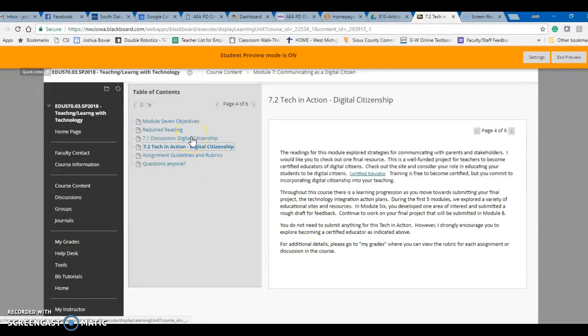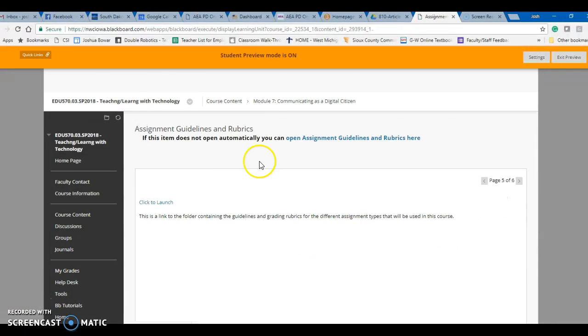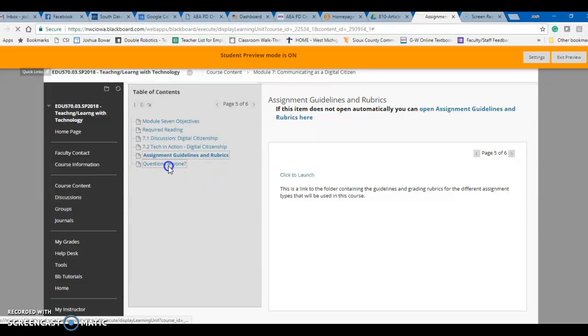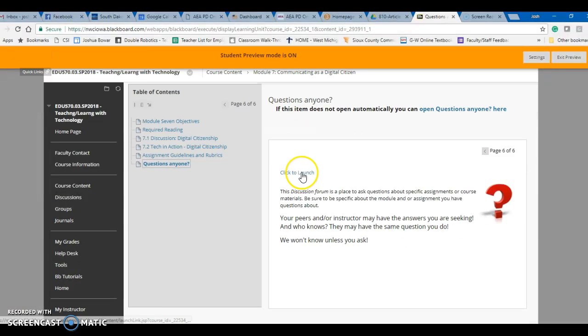7.1 is your typical discussion board, and the idea is to keep working on your final project. I gave you feedback on the draft action plan, so add 2 more action plans, and your final project is ready to go. Assignment guidelines and rubrics are there as usual, and so are the questions, anyone?